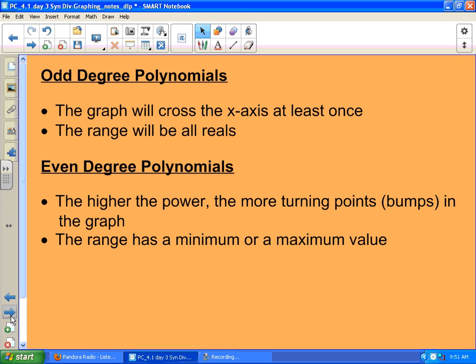Odd degree functions. Now, odd degree functions have a certain shape to them, and so do even degrees. Odd degree guys and gals start and end in different spots. They start up and end down, or they start down and end up. And then even degree functions, they start and end in the same spot, either up, up, or down, down. And here's how you determine that. Oh, ranges, right? Ranges for odds, since they go both directions, are going to be all real. Ranges for evens are going to be either above or below a minimum or maximum value because they end and start at the same spot.